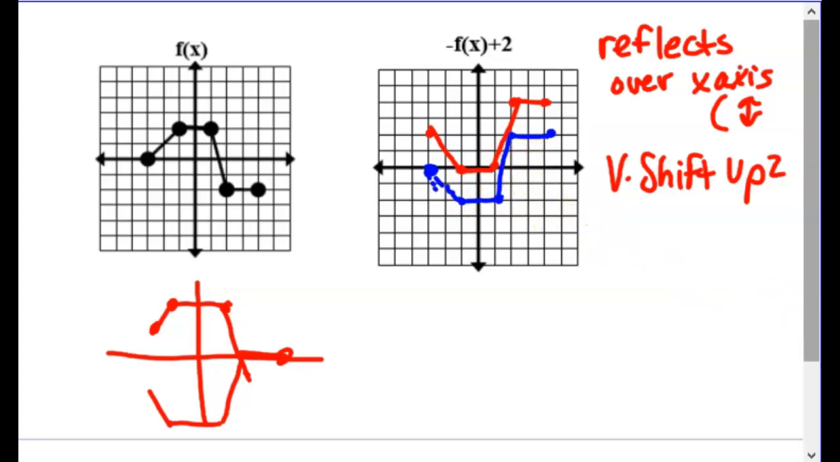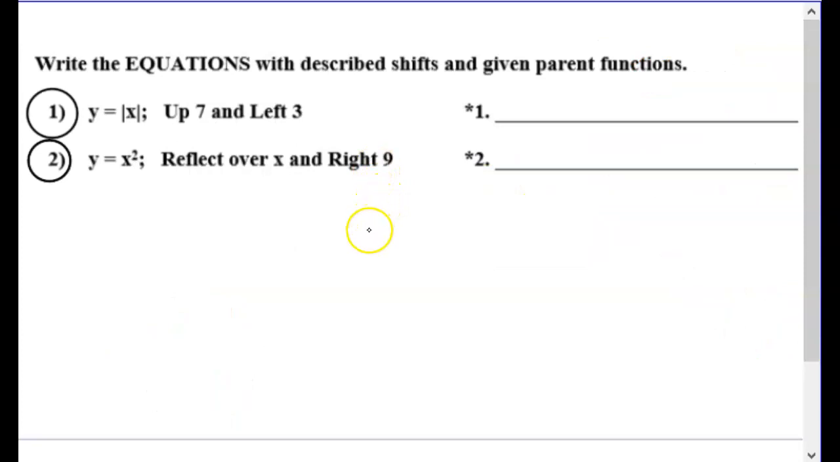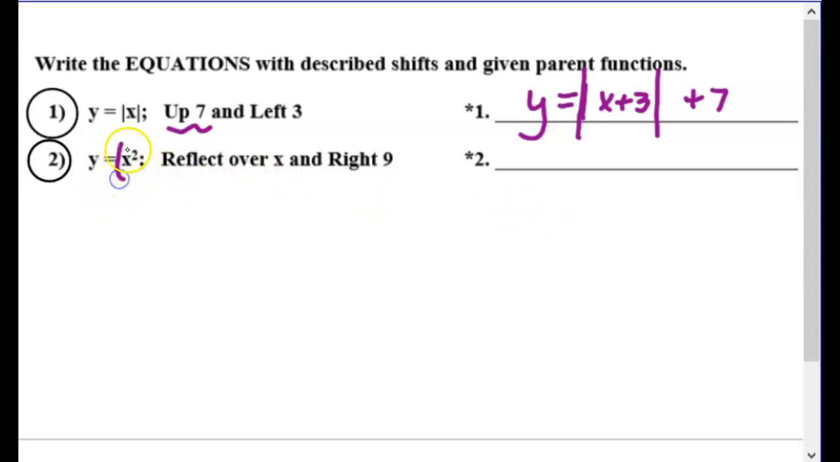How we doing? All right, we're supposed to write these. Can anybody help me? How do I put a up 7 on that? Where does it go? Yes. So y equals absolute value of x and then a plus 7 on the back. How do I go left 3 though? Plus 3 inside. And in this case, it's inside the absolute value. This just takes some practice because it's hard to know what inside and outside means. But this one, we're going to put parentheses around the x, and inside would be inside of those parentheses, okay?